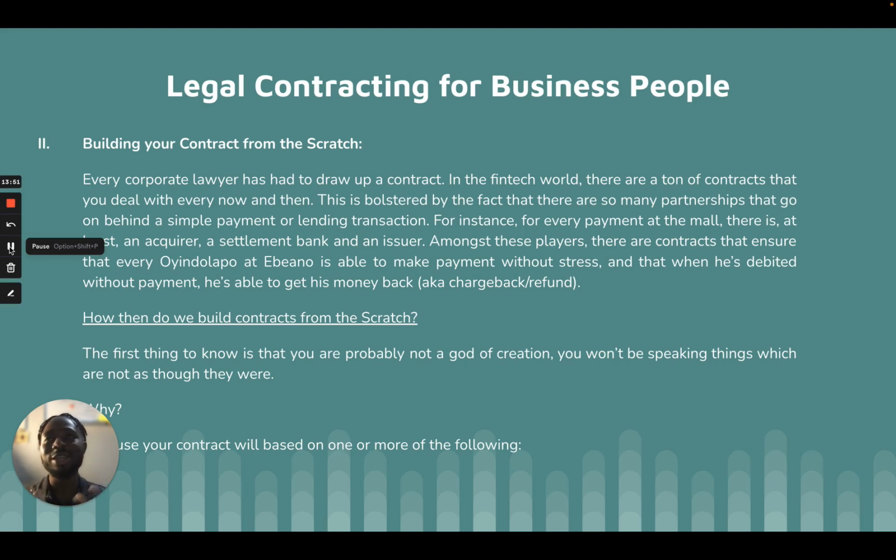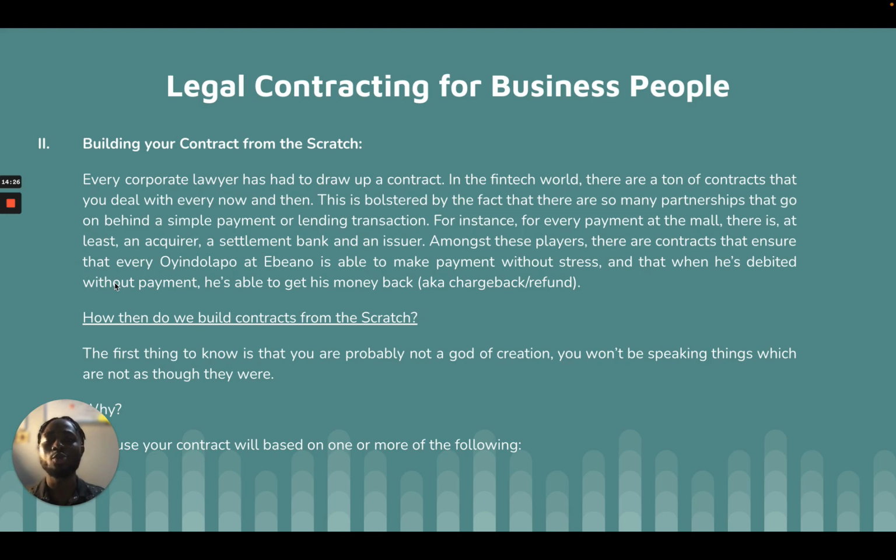Now, when you are thinking about drawing up a contract, obviously there are so many things that form your decision to document. Many things make up the terms that you eventually put in your contract. Now, in the fintech world, there are tons of contracts that you deal with every now and then. And I think it's not peculiar to fintech. It's like every other sphere or industry, I presume. And for fintech, it's just basically because there's so many partnerships that you have beyond the simple contracts, right?